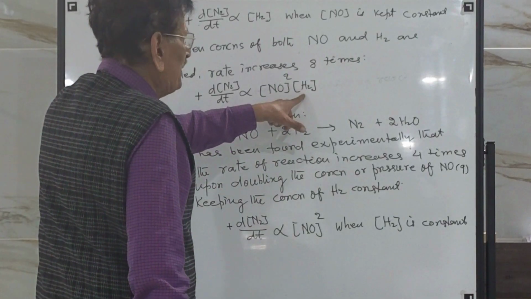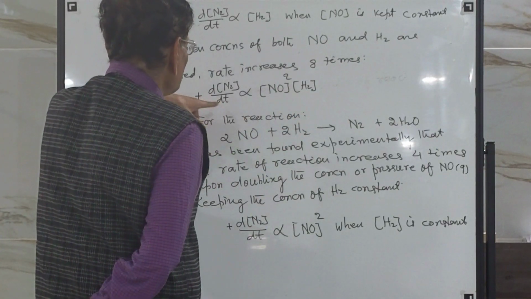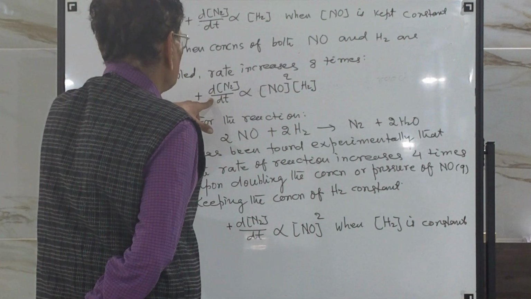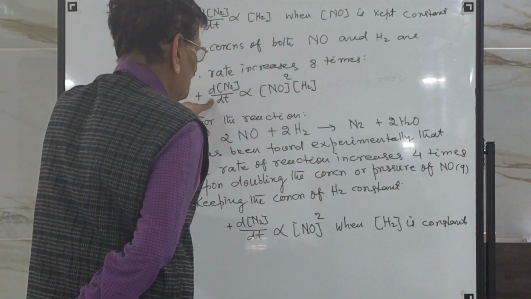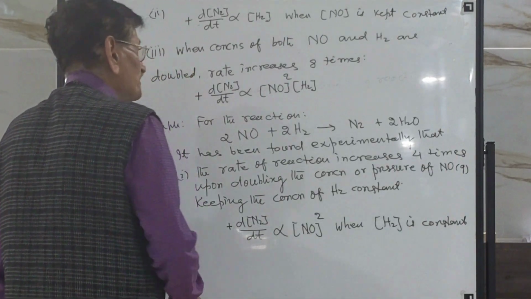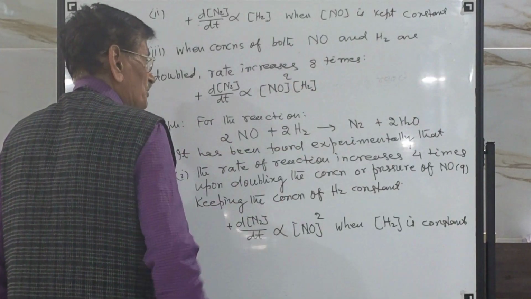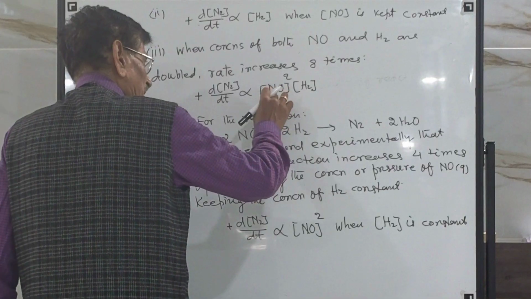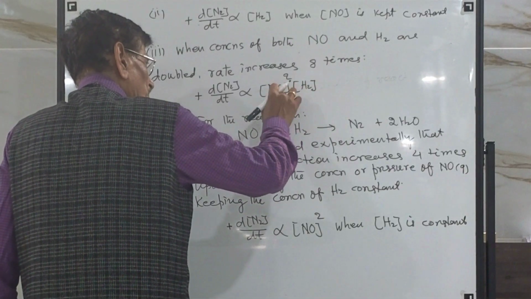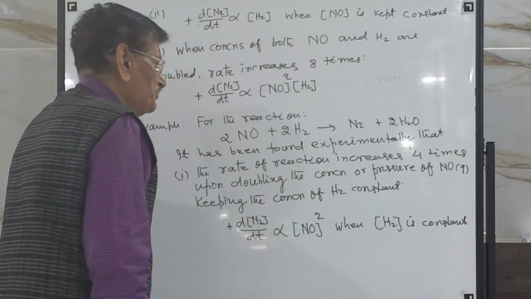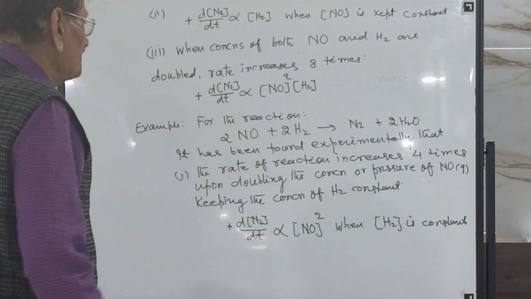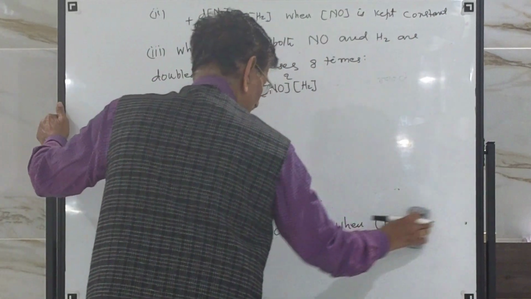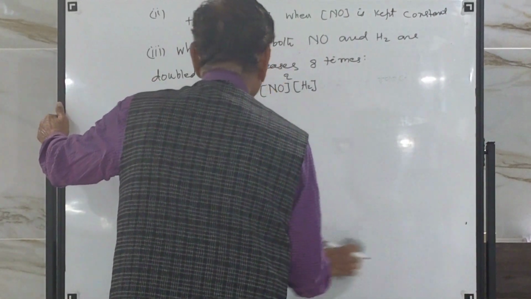And if the concentration of hydrogen is doubled, keeping the concentration of NO constant, the rate will increase just 2 times. The rate will be doubled. And when the concentrations of both NO and hydrogen are doubled simultaneously, then the rate will increase 4 times due to NO, and 2 times due to hydrogen, so 4 into 2, 8 times. The rate will increase 8 times. This is the rate law of the reaction as observed experimentally.